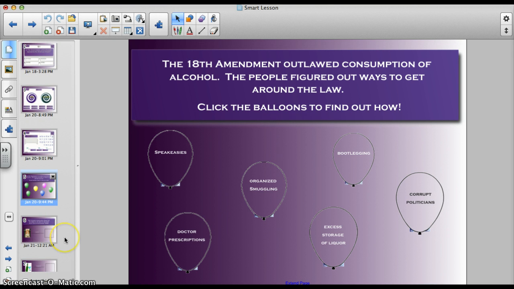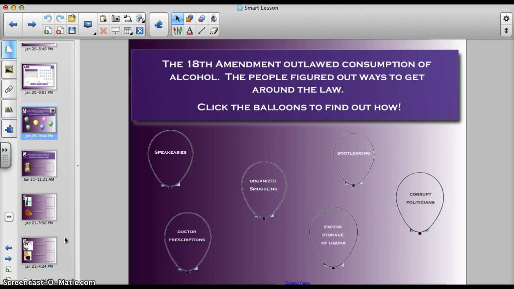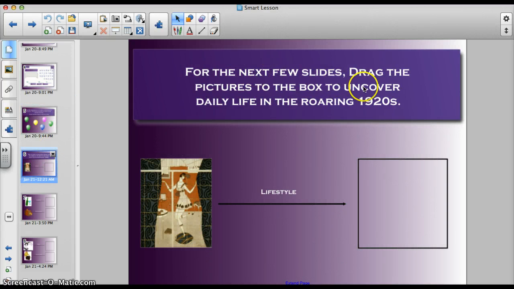So the next 3 slides, they're all the same activity. I just spread them out on different slides to save room. So here you can see, for the next few slides, drag the pictures to the box to uncover daily life in the roaring 1920s. So you can see this one's lifestyle. Once again, if it's in the beginning of the lesson or unit, you can have them come up and reveal it. Or if it's a review, you can have them sit at their desk, write in the notebook, and then students can come up and drag over to see if they were correct or not.